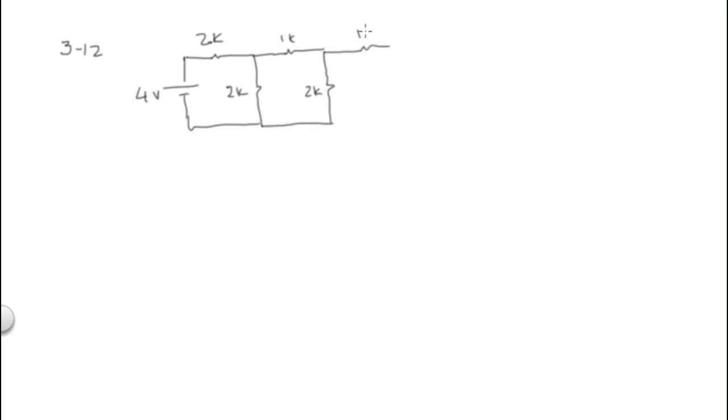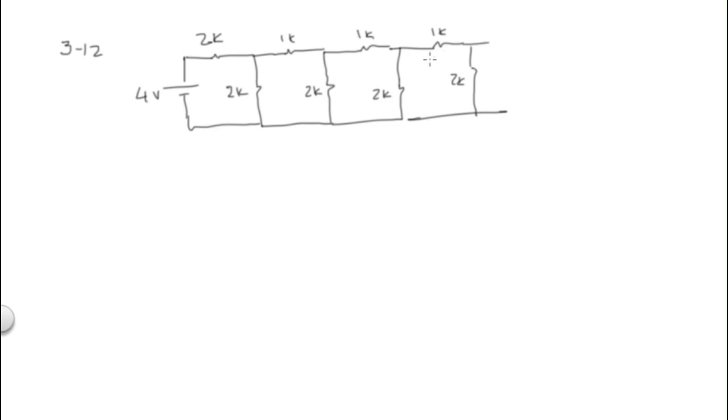So we have 4 volts, and we have 2K, we have a 1K, we have 2K, we have 1K, 2K, we have 1K, and we have another 2K, and it says find R Thevenin for this.